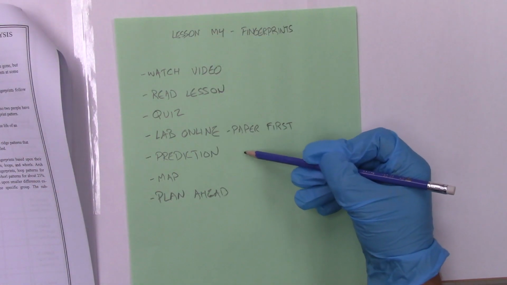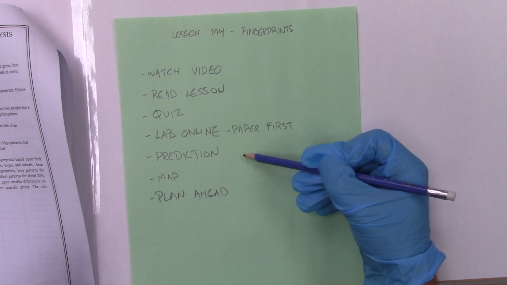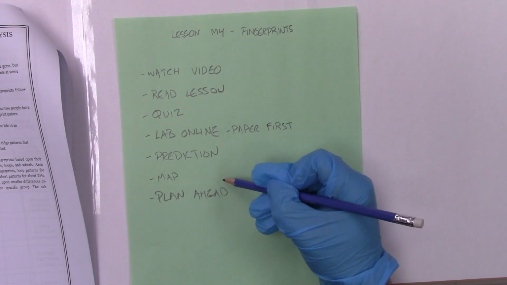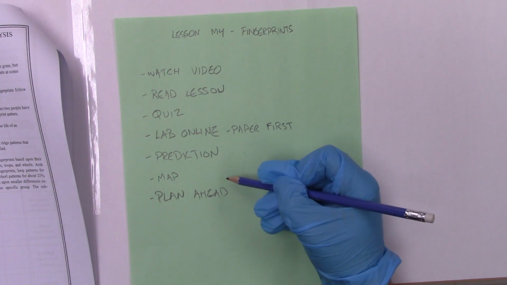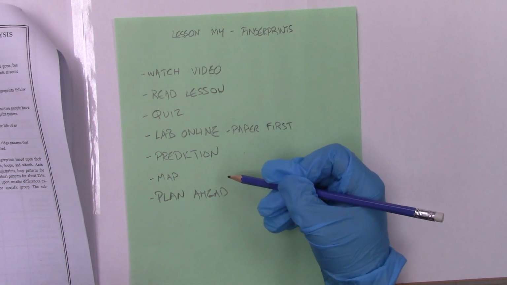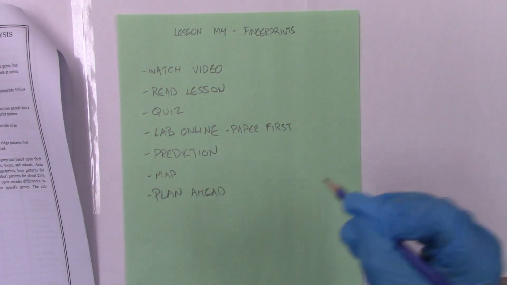After that, you will make a prediction. Make that at the start of lesson 5, just right at the top of the page. You will have to do the mapping, and what that means is that you are going to have to go to your map of the crime scene, like you have for the last few lessons, for your hair and your blood, and now you're going to have to put fingerprints and label everybody's fingerprints where you found them.